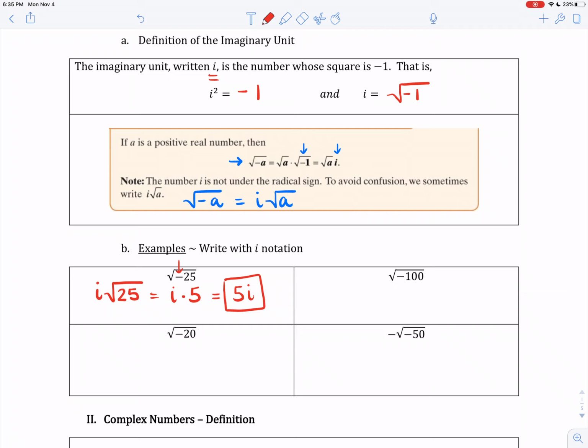All right, so I'm going to quickly run through these others. Again, the same process here. If there's a negative underneath the square root, I'm going to pull the i out. That's the square root of -1. I'm going to change what's underneath the radical to positive. I'm going to evaluate if I can. The square root of 100 is 10. And this would be written as 10i.